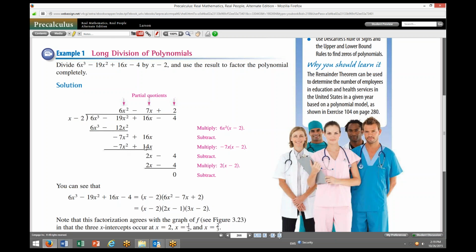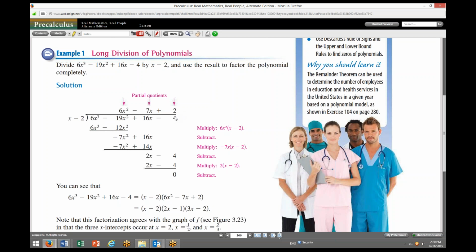And once again, we subtract both of these terms from their respective like terms right above them. The negative 7x squareds cancel out. And 16x minus a positive 14x is just 16 minus 14, 2x. And yes, once again, bring down the next term, minus 4. Start the process all over again. So x goes into 2x 2 times. And we put it up here, plus 2. That's the final piece in our partial quotient list.